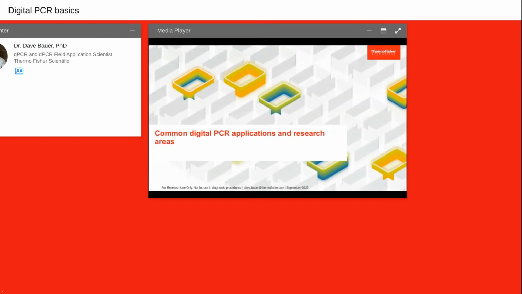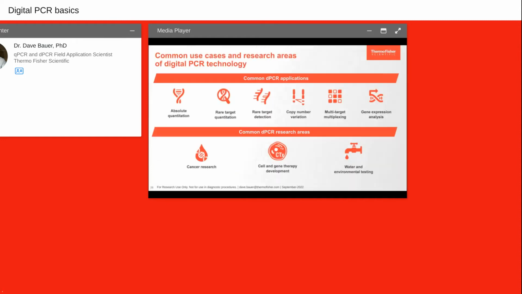Let's turn to some common digital PCR applications. So this slide is showing absolute quantification, rare target, copy number, gene expression, multiplexing, all places where digital PCR can be very valuable. And any of those applications can be applied to a range of research areas. We'll touch upon a few, but some common ones are cancer research, cell and gene therapy, as well as wastewater testing.